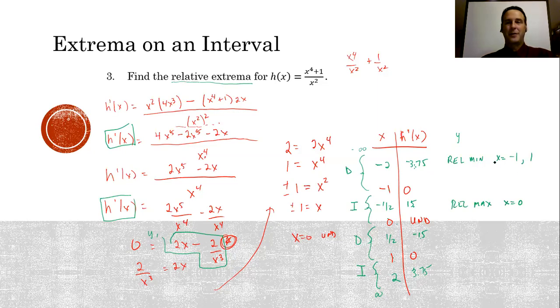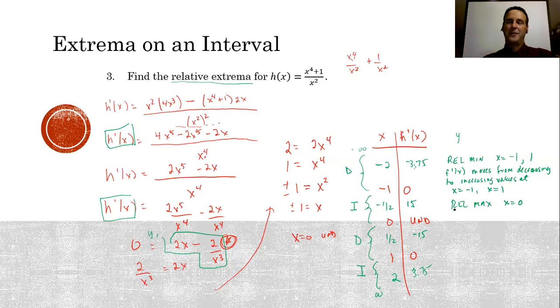Okay, and then we'll write our support for that. We'll say, or a little differently, I'll say f prime of x moves from decreasing to increasing values at x equals -1 and x equals +1.